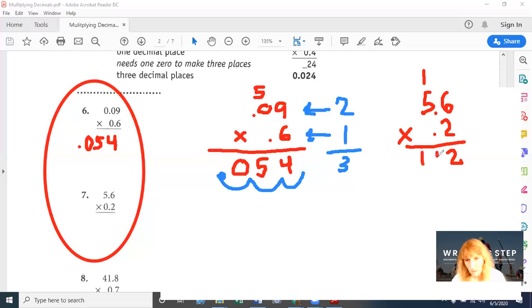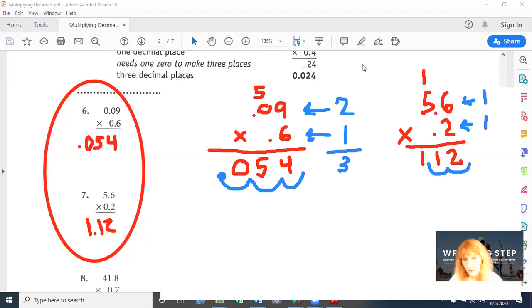And then I've got to see how many places after the decimal I need. So I'm going to go up here and say, okay, that's 1 place after the decimal. And this is also 1 place after the decimal. So that's a total of 1 plus 1, or 2 places. So I start my decimal here at the answer and I jump 2 places to the left. And my answer then is 1.12. So we're going to put that in over here: 1.12. So that's how you multiply a decimal times a decimal.